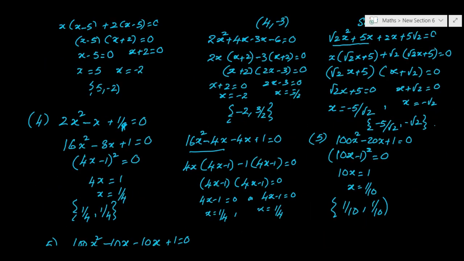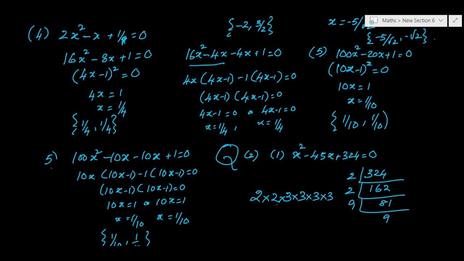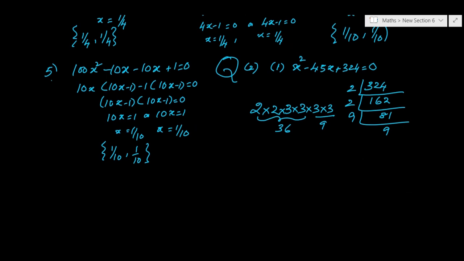x square minus 45x plus 324 is equal to 0. Here, if you multiply, we get 324, and if you add, we have to get minus 45. To deal with higher numbers, we had better write the factors. So 324 can be written as 2 2s are 4, 4 9s are 36, and this is 9. So 36 and 9, when you add 36 and 9, you will get 45. Therefore, the required pair is 36 and 9.